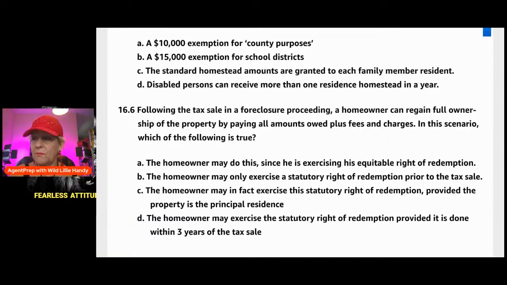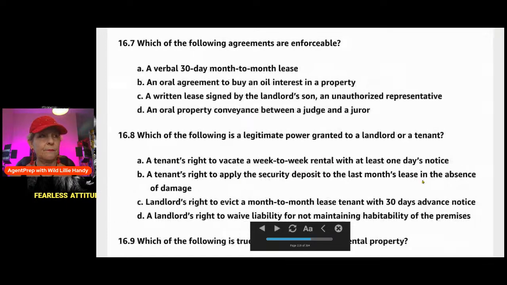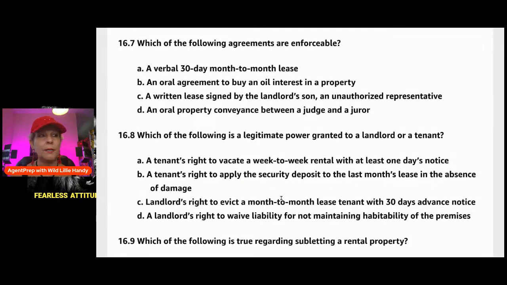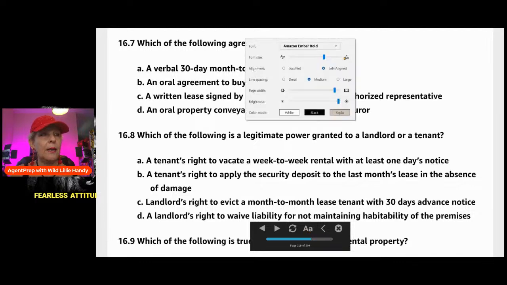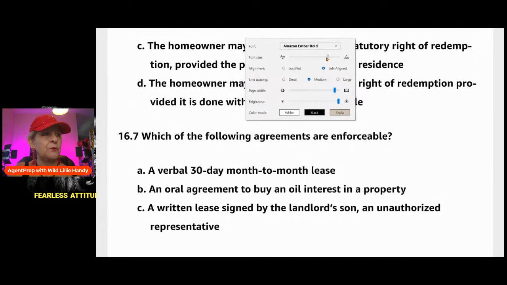So that's the difference. Equitable right of redemption has to do with the mortgage. Tax sale has to do with what? Property taxes. So Google it real quick and you'll understand it instead of searching through books.